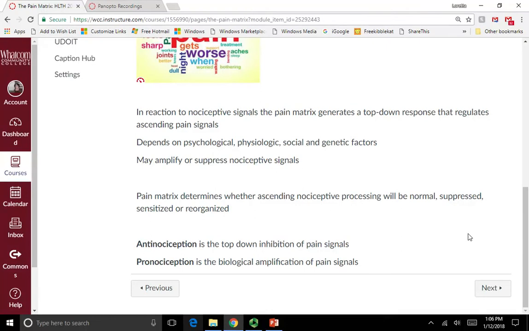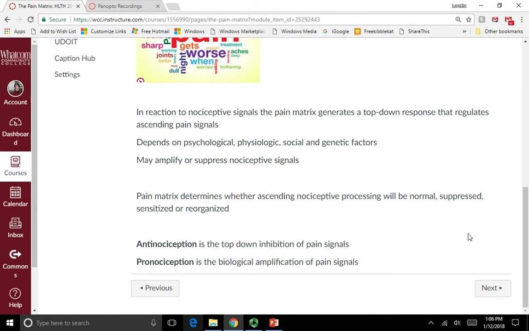So two terms that we're going to talk about are antinociception, which is the top-down inhibition of pain signals, and pronociception, which is the biological amplification of pain signals. So antinociception makes pain better, pronociception makes pain worse. Makes sense, right?